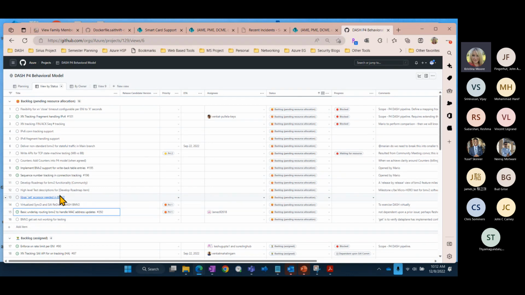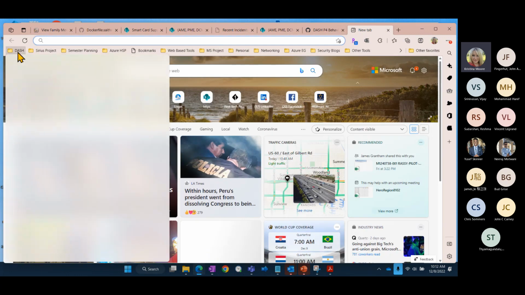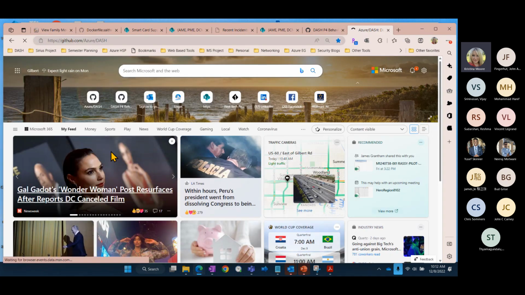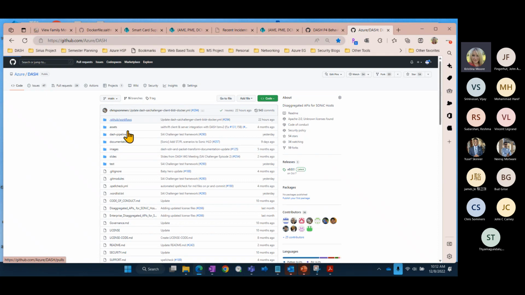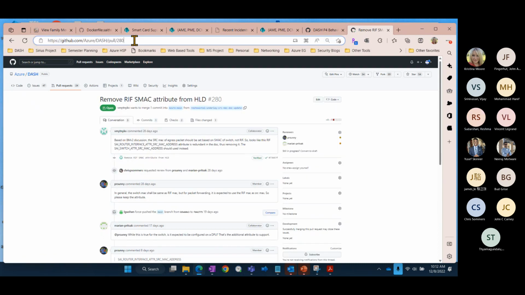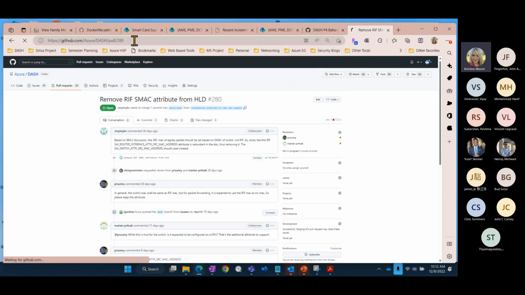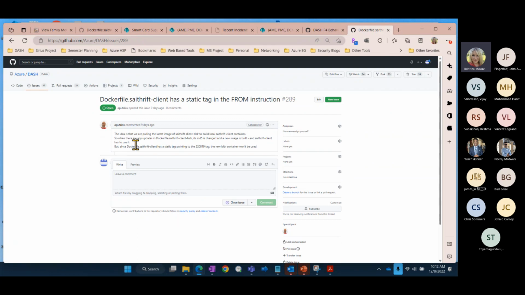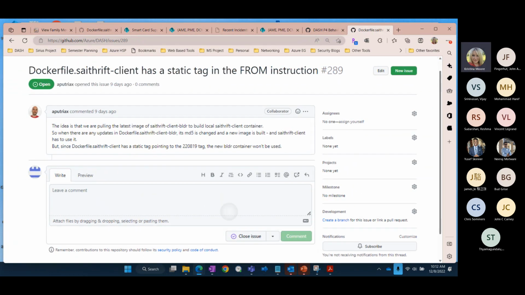I don't know if PR 289 needed a volunteer or not. I believe Anton said it did, but I don't know if it belongs to the behavioral model. Yeah, 289. Chris, does this belong to the behavioral model? No. Okay, all right. It's just general.